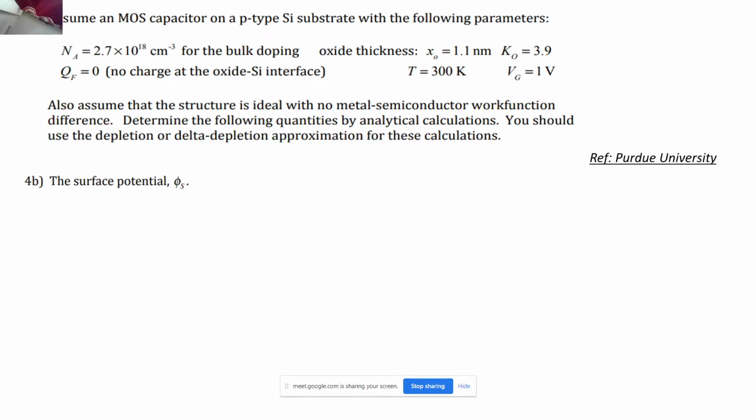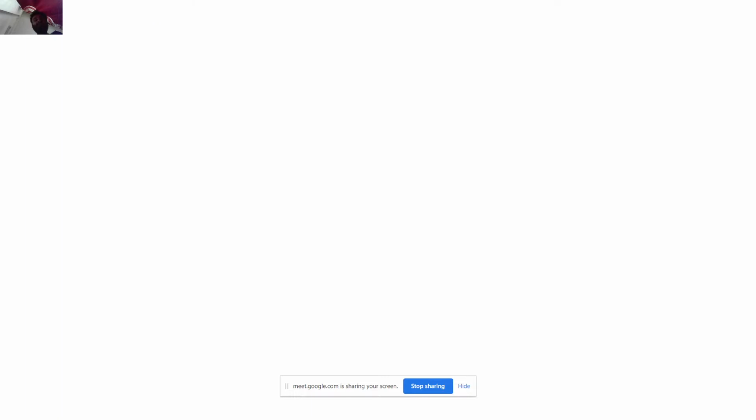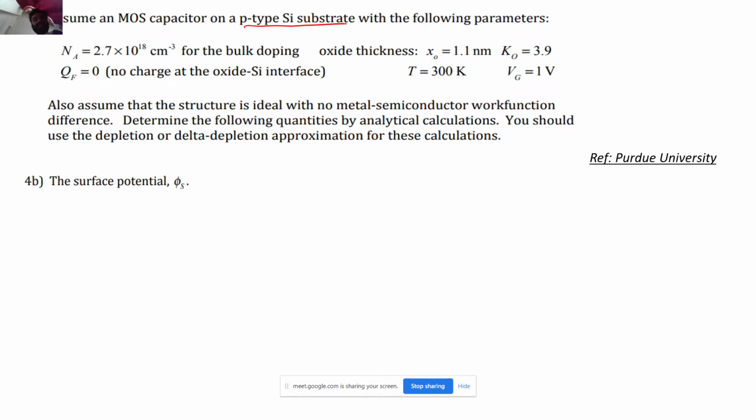Yes, sir. There are a few good numerical questions that I have with me. So again, the MOS capacitor is given. We have a P-type substrate, and the following parameters have been given: the doping concentration, the oxide thickness, the relative permittivity. They have also given that 1 volt has been applied at the gate, and there are no non-idealities, no trapped charges. They have also given that phi ms is 0, so the work function of the metal and semiconductor is exactly equal. Now they have asked me to calculate the surface potential.